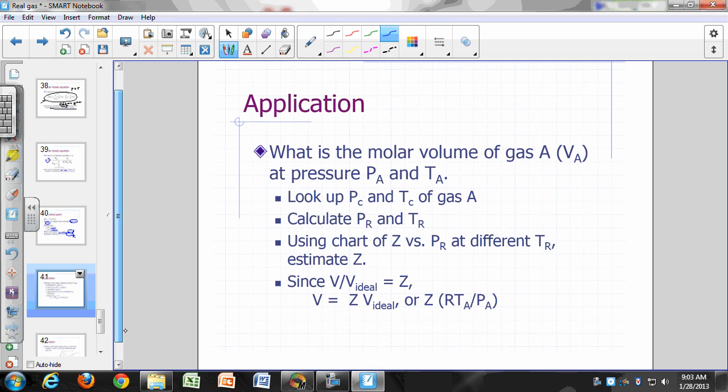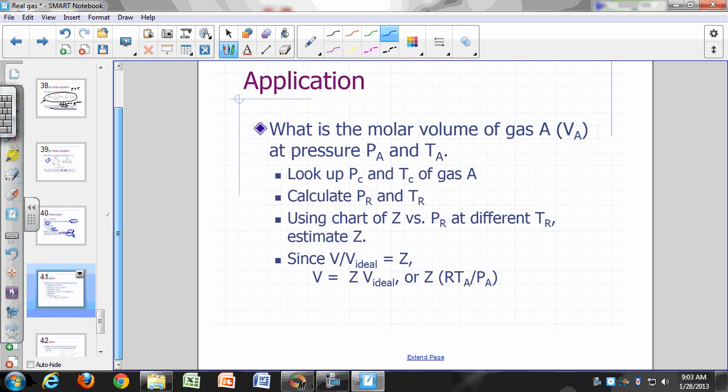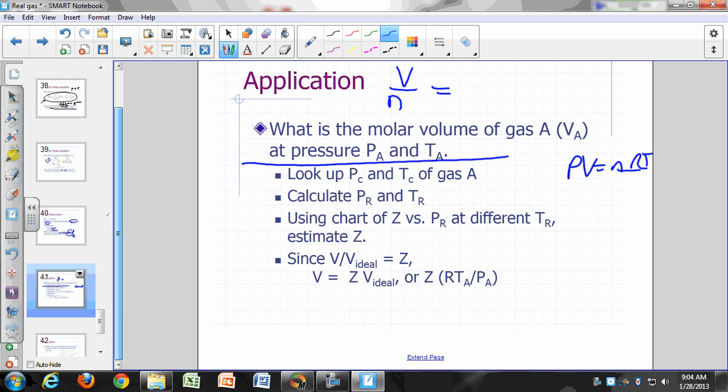All right. So here's an application. What's the molar volume of gas A at pressure PA and TA? If you were doing this in freshman chemistry, how would you solve for this problem? Molar volume means volume divided by number of moles, and you would have just said what? Since PV equals nRT, RT over P, right? That's true if the gas were behaving ideally.